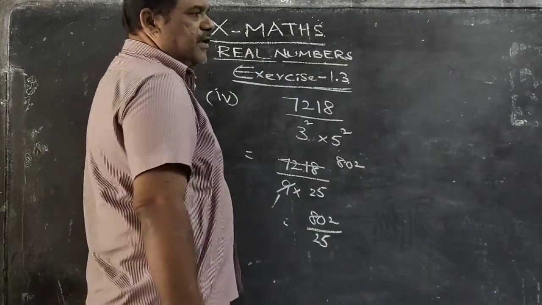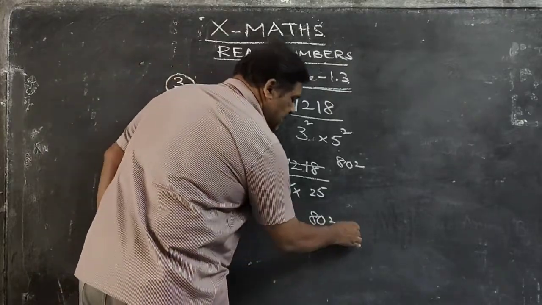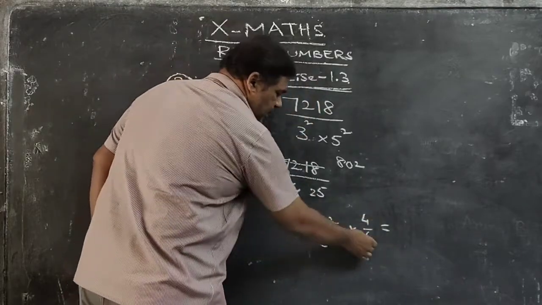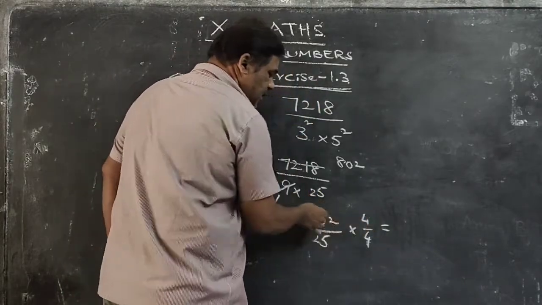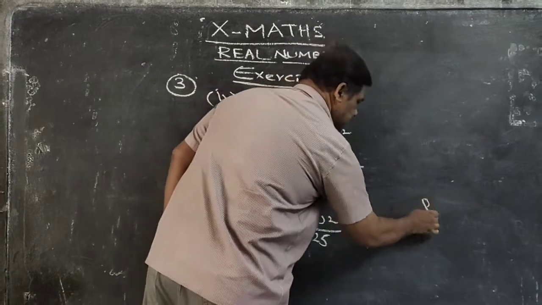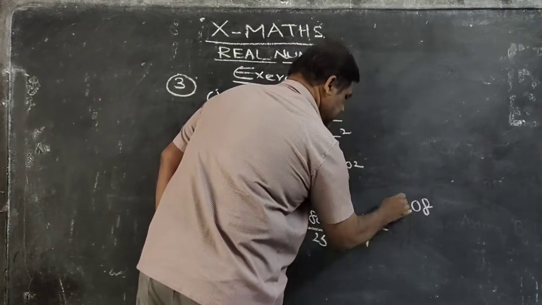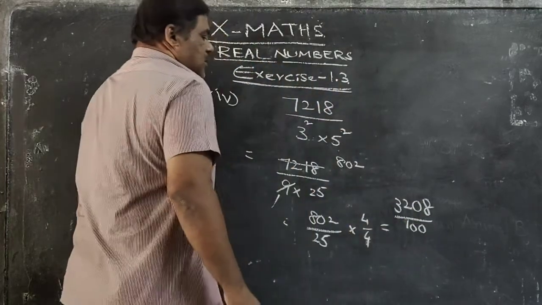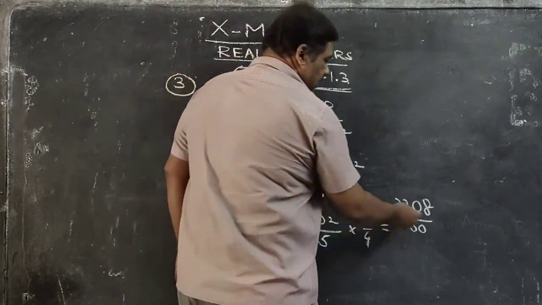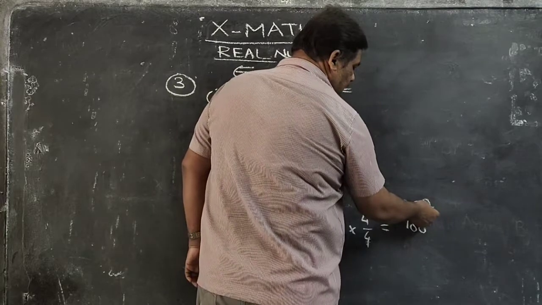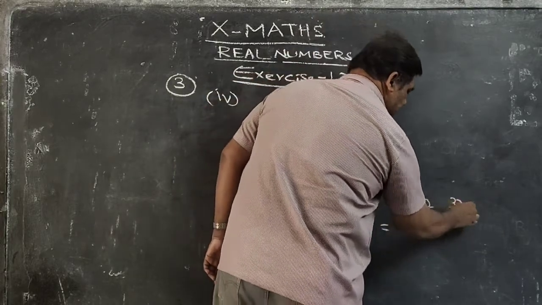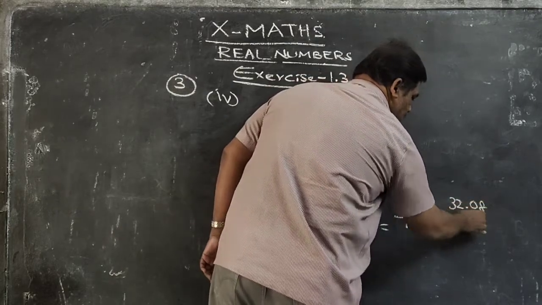So 25 we can make it 100 by multiplying and dividing by 4. If you multiply by 4, it will become 100. So numerator also we are multiplying by 4. So by 100 means in numerator we have to keep point after 2 digits left side. So it is 32.08.